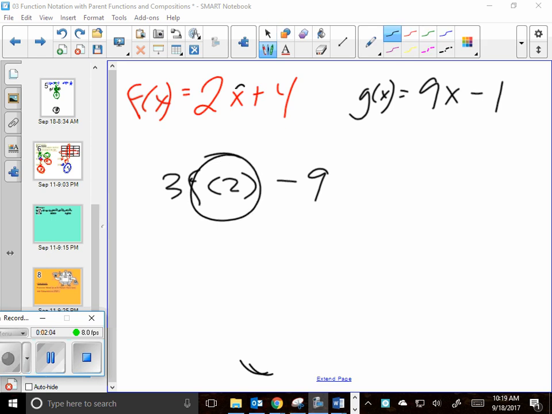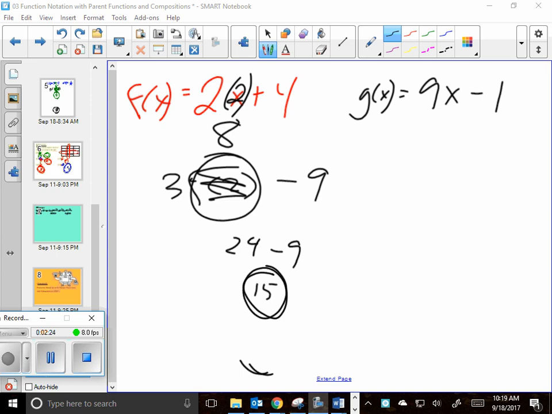You should have first of all done f of 2, just one little step at a time. F of 2 is 8, and now 3 f of 2 means 3 times 8. 3 times 8 is 24, 24 minus 9. That's like 24 minus 10, but that would be 14, but it's not, you didn't subtract quite that much, so it's 15. Just trying to show you a way you could do that in your head. Raise your hand if you had that one right.